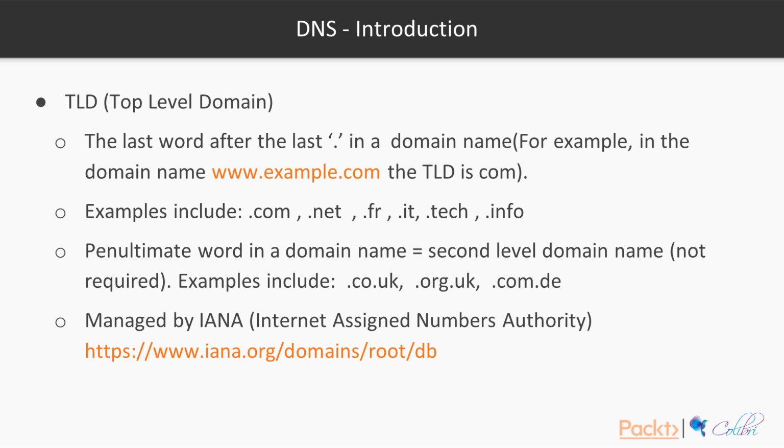The penultimate word in a domain name is the second level domain name. This is not required, but some examples include .co.uk, .org.uk, .com.de. And TLDs, or top-level domains, are managed by the IANA, or the Internet Assigned Numbers Authority.